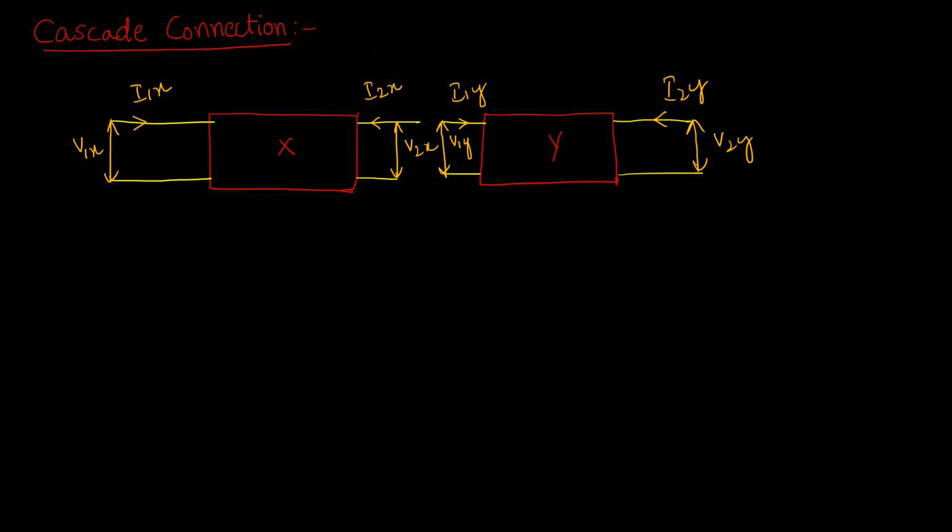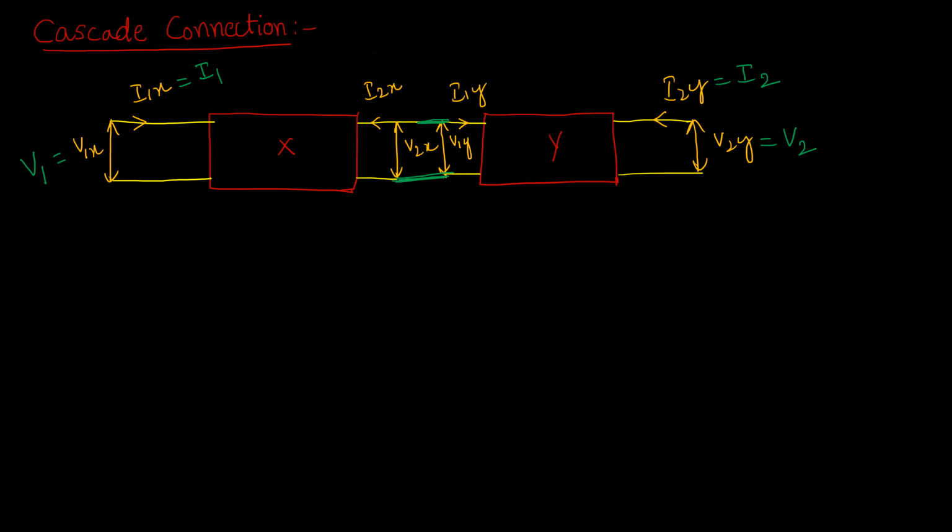So how should the cascaded connection be? That means the output of network X will be connected to the input of network Y, like this. Then we can say this entire connection between network X and Y is in cascade. Now this entire portion will be considered as one single port. So V1X will be considered as V1, I1X as I1, and here V2Y will be considered as V2 and I2Y as I2. We need to keep this in mind.